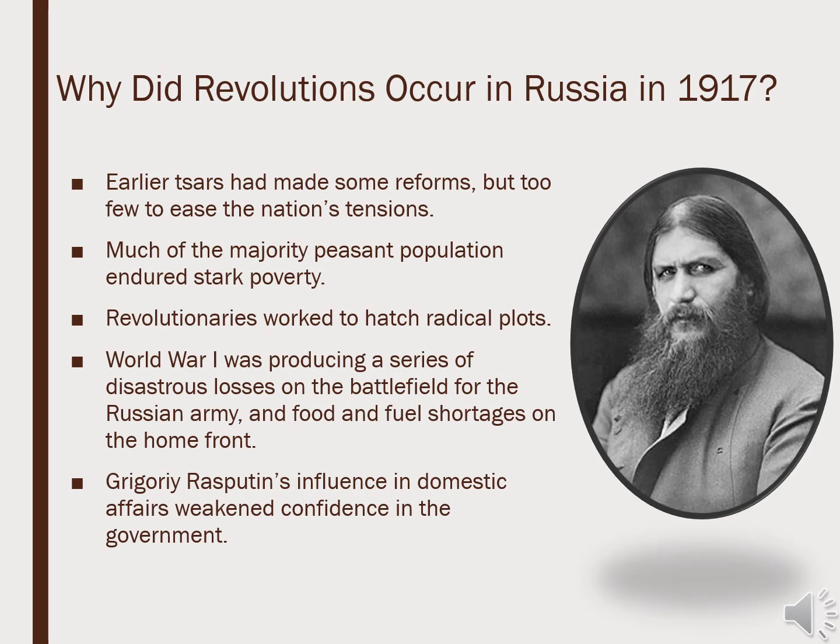So what you have is that there's a few very rich people and a whole lot of pretty darn poor people, and much of the majority peasant population, and by far the majority of people were poor peasants, lived on farms. Most of them endured pretty nasty poverty. And so this gives rise to revolutionaries. Revolutionaries are working to hatch radical plots to overthrow the government and change the system so that their lives will be better. So you've already got that going on. You've got a lot of discontent as a result of that.